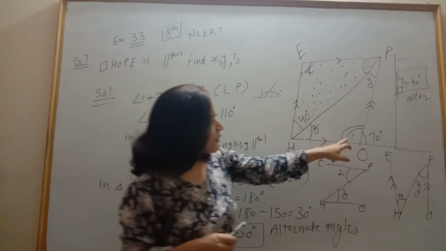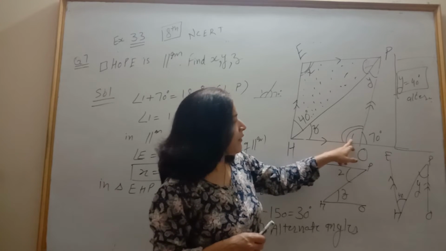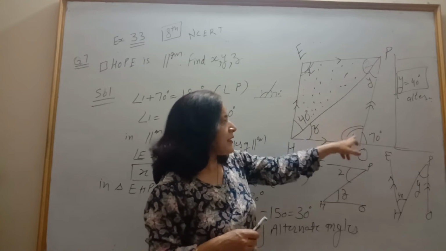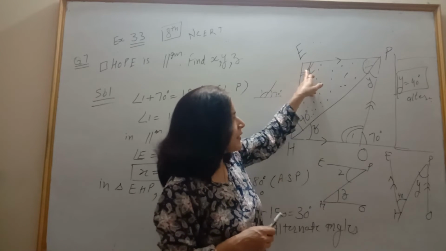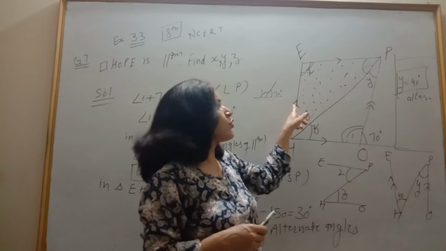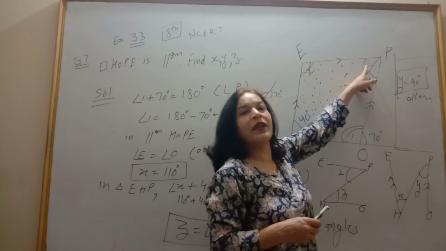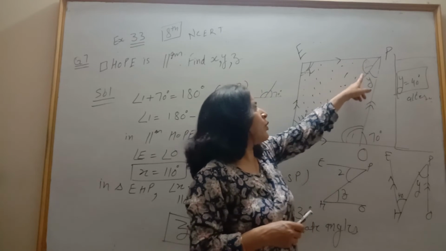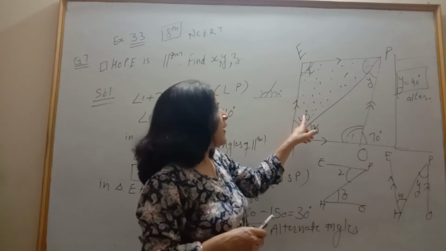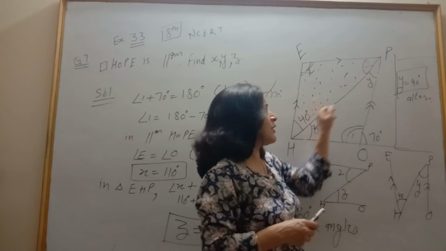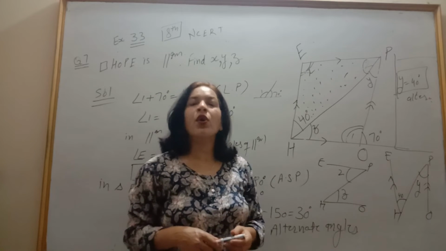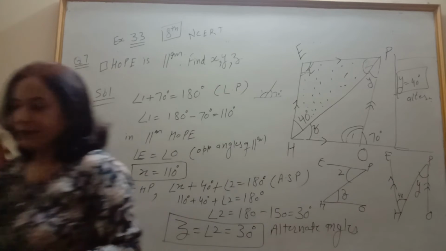Look once more. This one is angle 1 from linear pair, it's 110. Angle X, these are opposite angles, so angle X is 110. Then in this triangle we apply the angle sum property. So we find angle 2 from the angle sum property. If I know angle 2, angle Z and angle 2 are alternate angles, so equal. And here Y is 40 degrees because these two are alternate angles. Now another method.